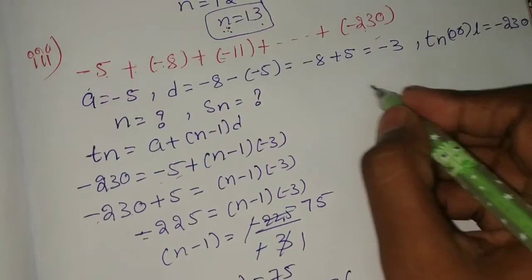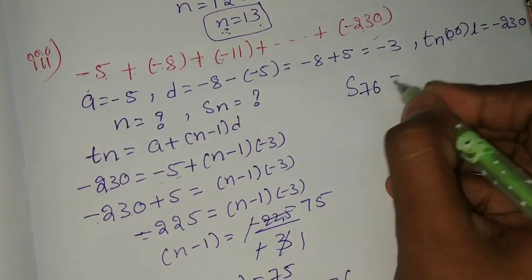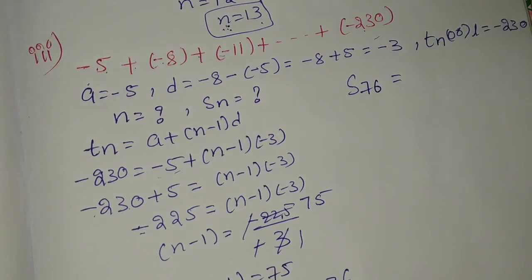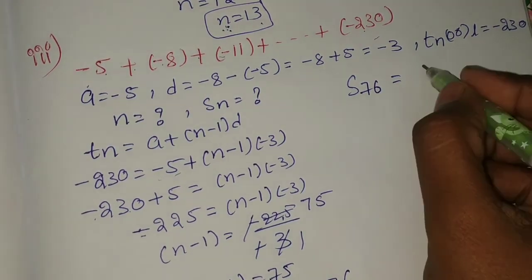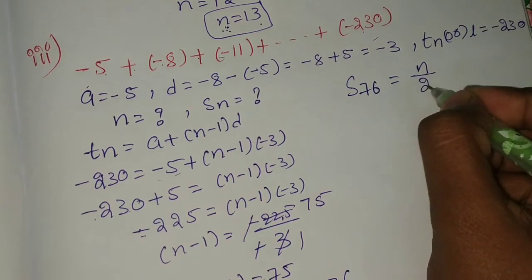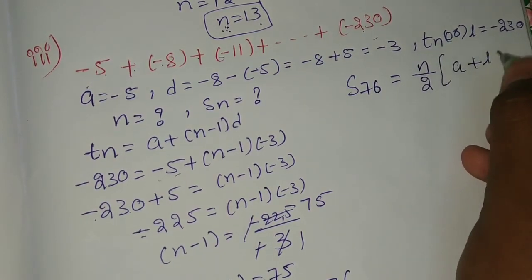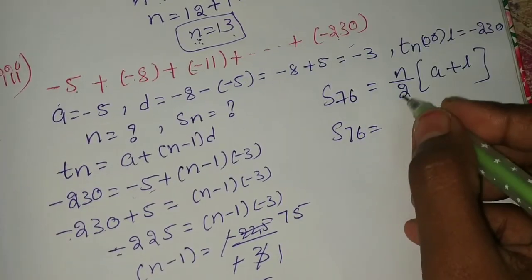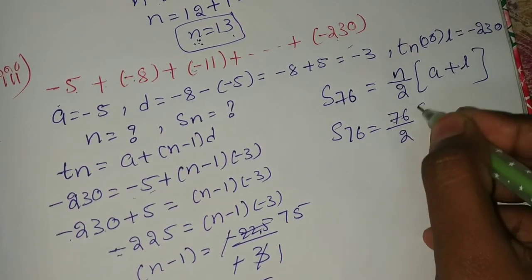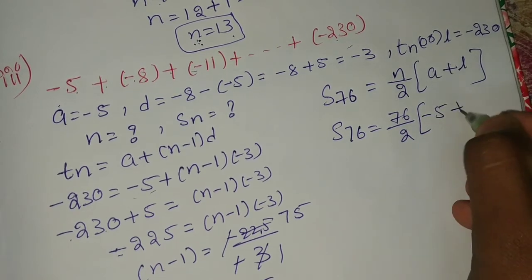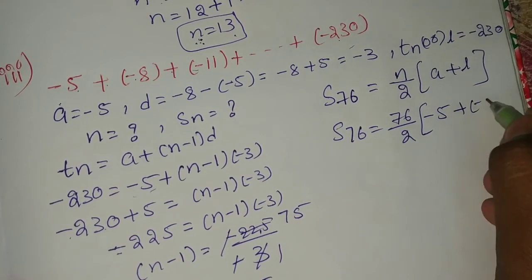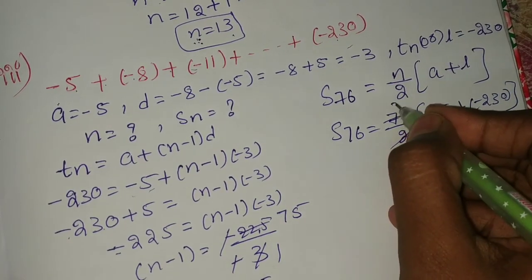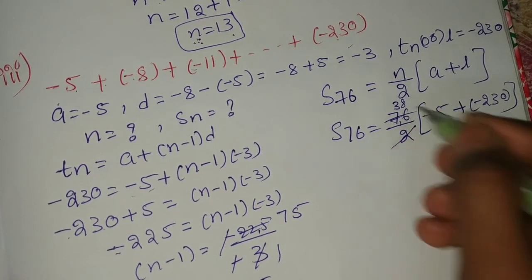Now the sum of 76 terms we need to find. Are you getting? So what is the formula here? n by 2 into (a plus l). So S76 is equal to 76 divided by 2 into, what is a? Minus 5 plus what is the last term? Minus 230. It's very simple. So cancel this, 2 3s are 6. Remaining 1 2 8 16. We get 38.